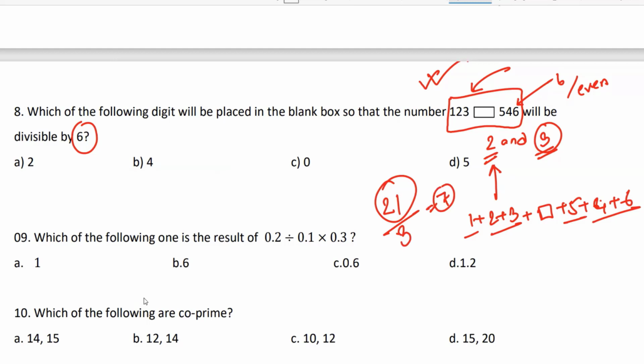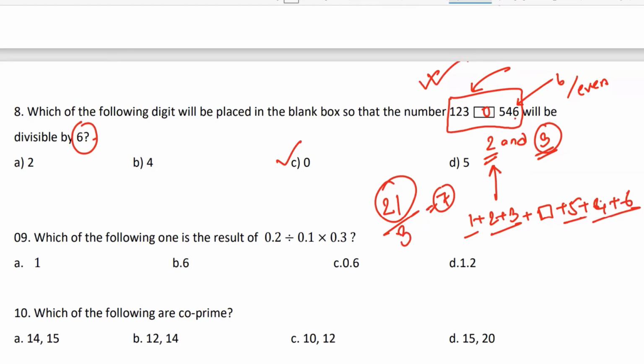That means if we place only 0 in the box, then the number is even. That's why it's divisible by 2, and the sum is 21, which is divisible by 3. That means the answer is 0. In both cases, the number is divisible by 2 and 3. That's why the whole number is divisible by 6.